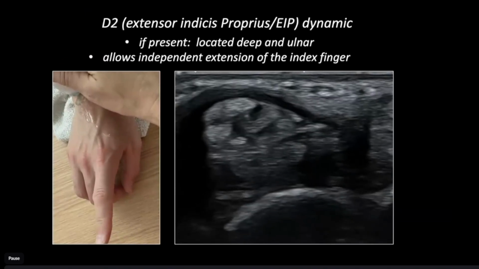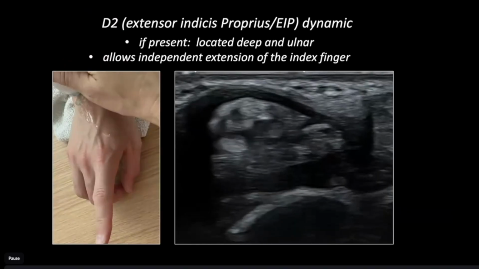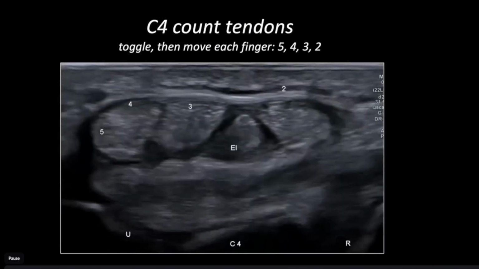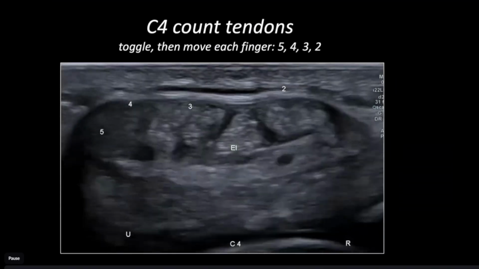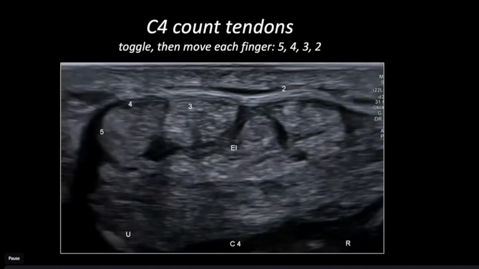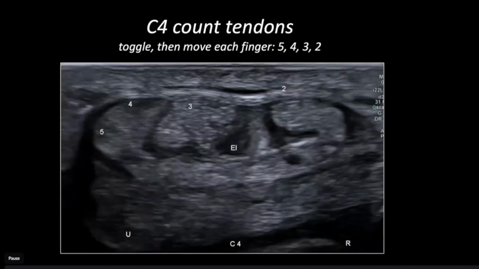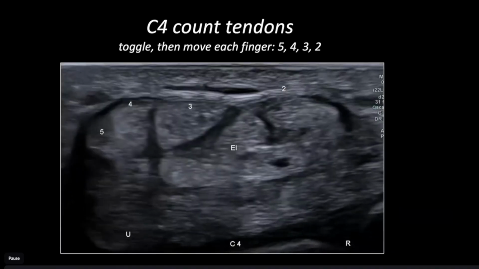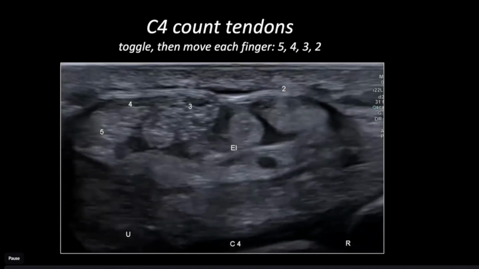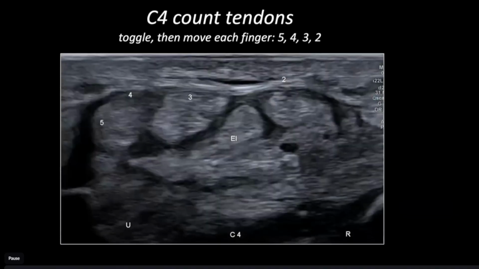This one is very mobile. It's at the deep aspect. You can also count the tendons in compartment 4 by doing some dynamic maneuvers, wiggling the 5th finger, the 4th, and the 3rd, and then the 2nd if you're trying to decide on who's who and what's going on.